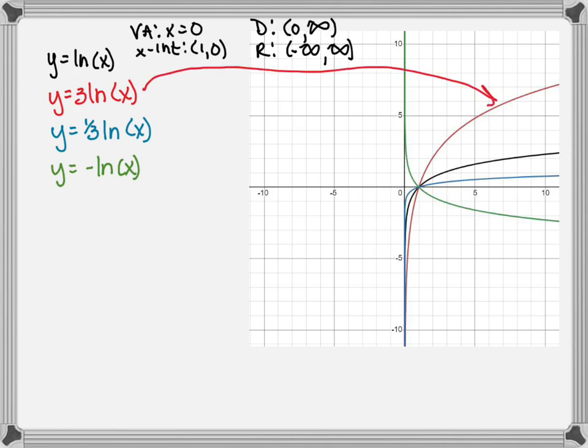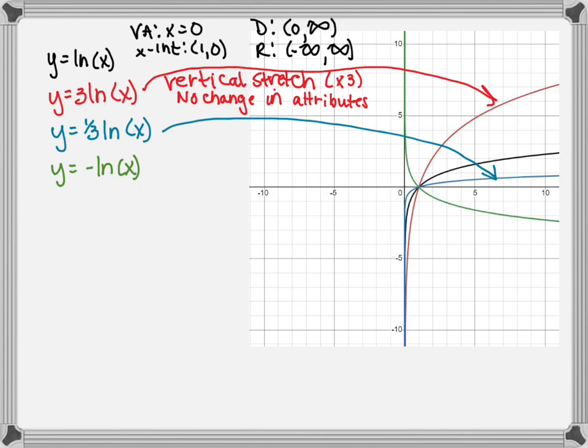And in red, we can see the graph of y equals 3 times the natural log of x. This is a vertical stretch by a factor of 3. And there is no change in any of the attributes. All of the attributes that the parent function had, the vertical asymptote, the x-intercept, the domain and range, remain the same for y equals 3 times the natural log of x.